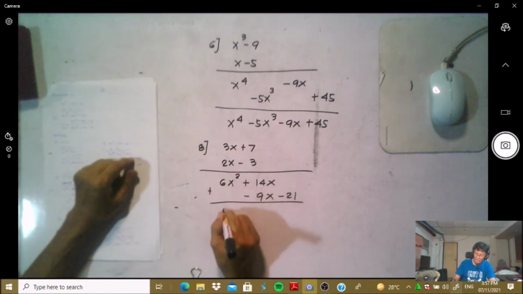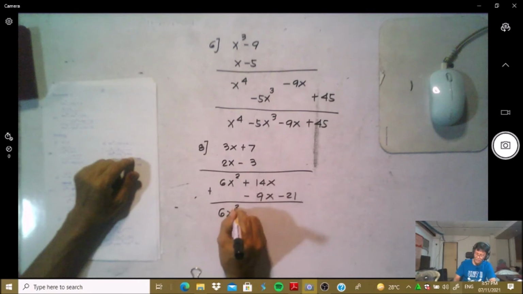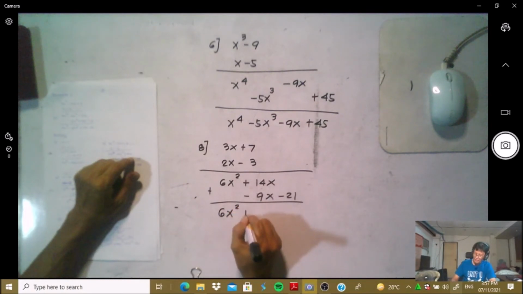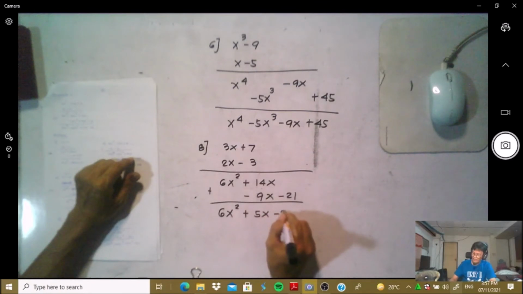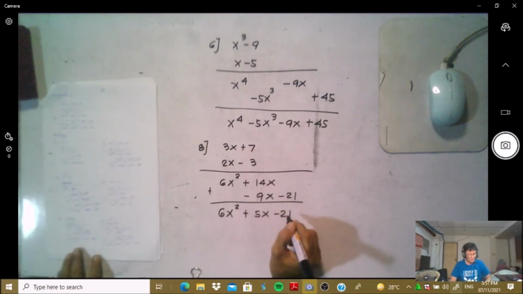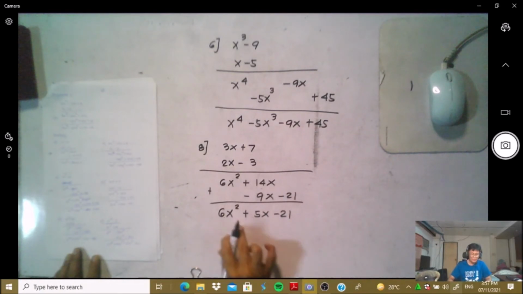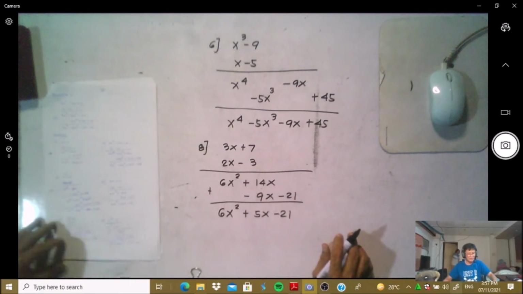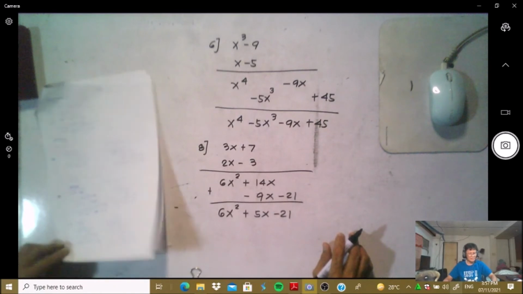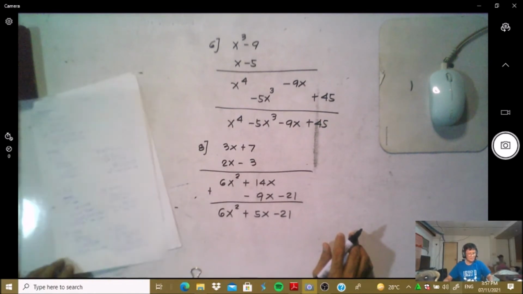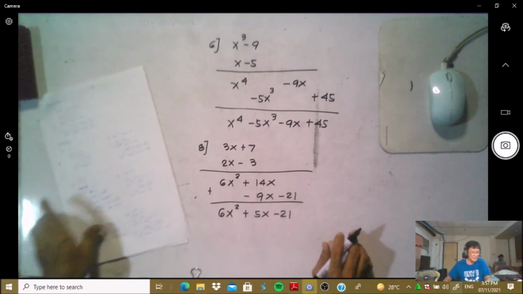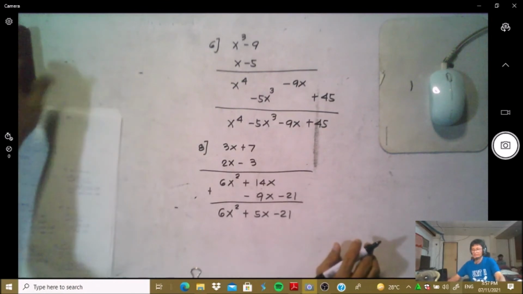So we have bring down 6x squared. Okay. Then 14 minus 9 is equal to 5. So we have 5x minus 21. Okay, so that will be our answer, 6x squared plus 5x minus 21. Then let's have number 10 and number 12. Okay. Let's proceed.